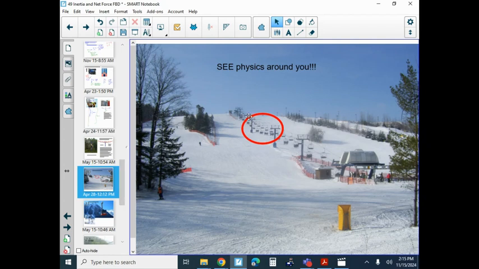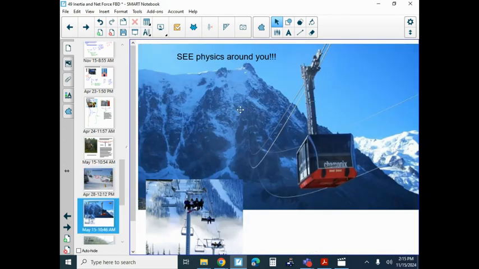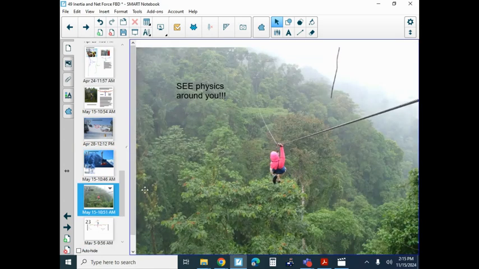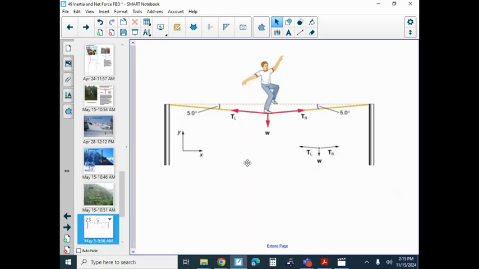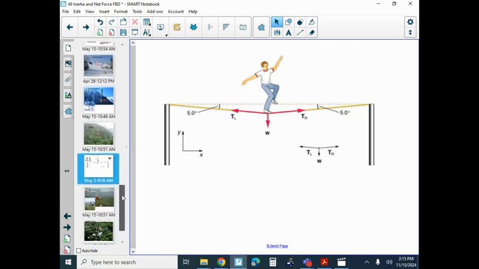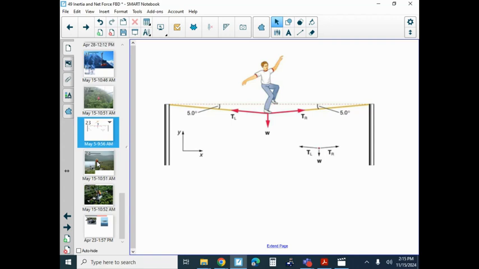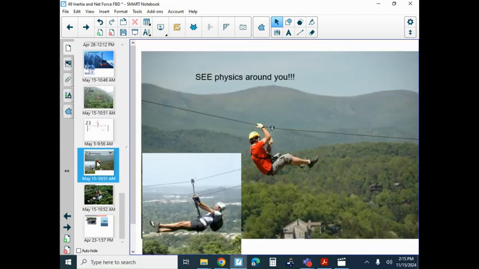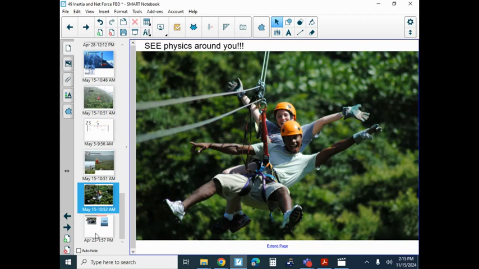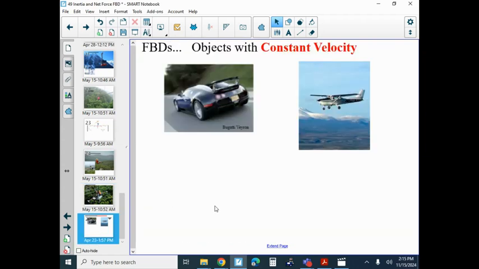So notice this in the world around you. When you're on a ski lift, notice the cable sagging. That's a necessary thing, right? This has to have a sag so that you have these components upwards to lift you. Picture a tightrope situation going on. They always have to have a little sag in the wire, and so on. Okay. So lots of physics to be seen around you.